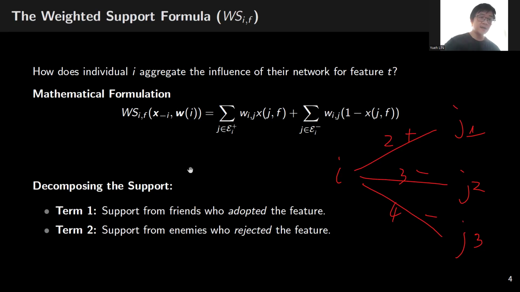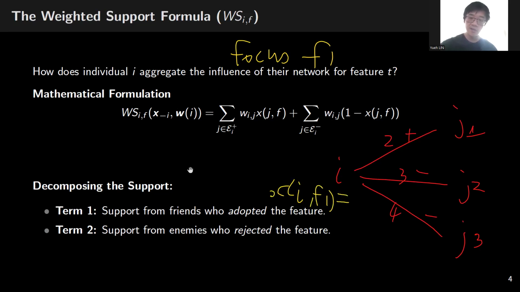For that, let us focus on the feature F1 for now. So that denotes whether individual I chooses feature F1. We can note it as individual I, F1, whether it is 0 or not. Individual J1, F1, whether it is 0 or not. Let's make it 1 and 0, for example.